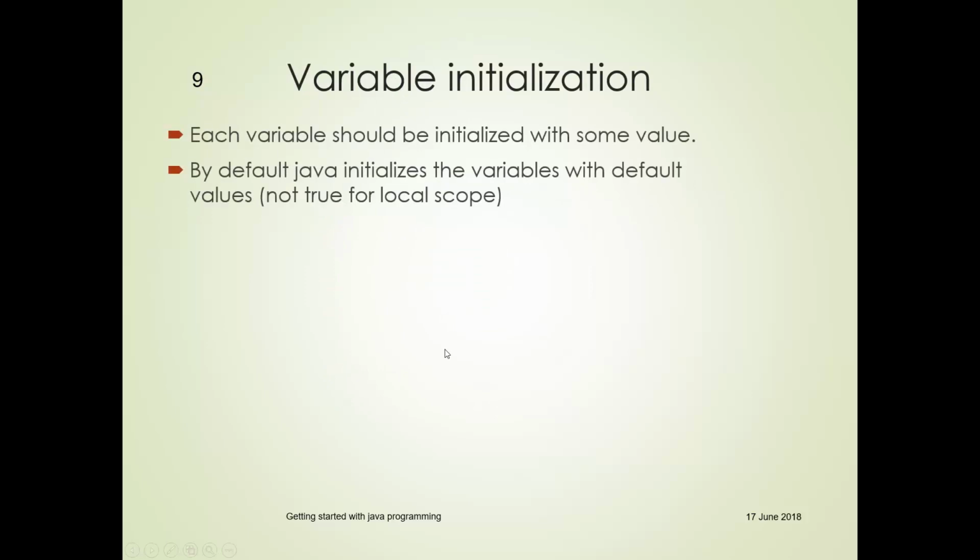There are certain rules whenever we initialize a value into a variable. Each variable should be initialized with some value. It's a default rule, but as I told you, the primitive data types are initialized automatically, no need to initialize. By default, Java initializes the value with the default value. Okay, we know it.